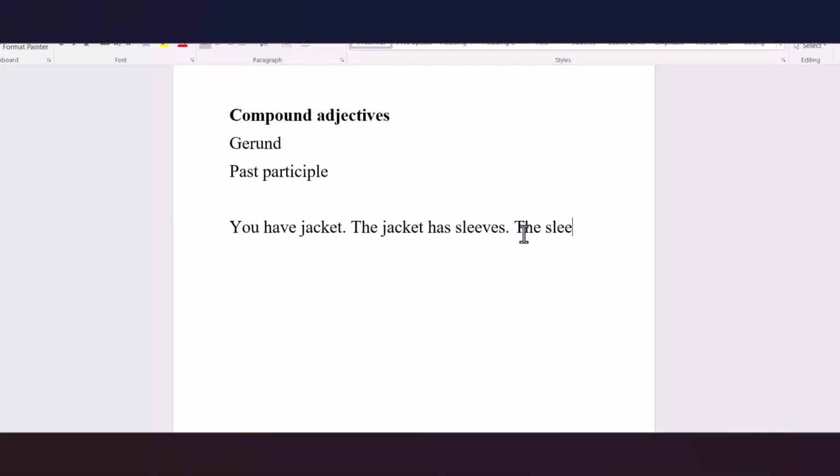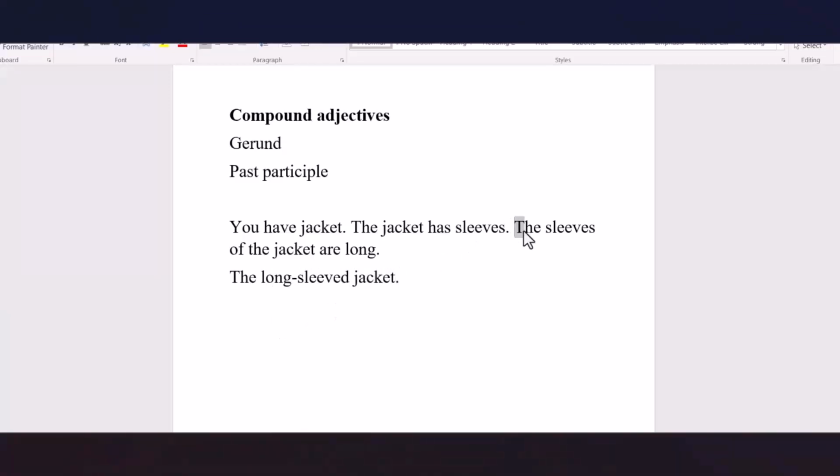The sleeves of the jacket are long. So to refer to this jacket in a way that your addressee understands better what you say, you state the long-sleeve jacket.